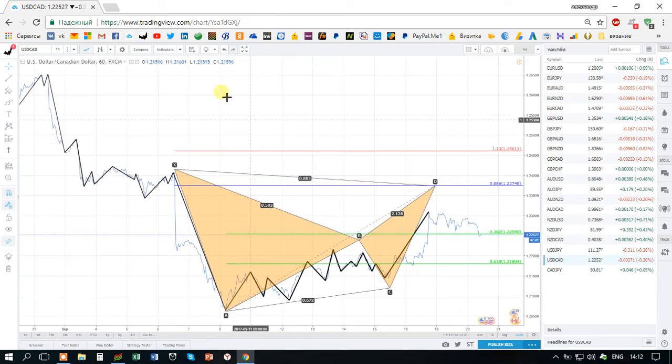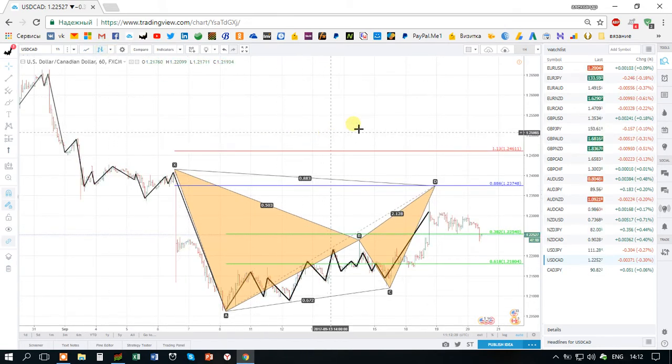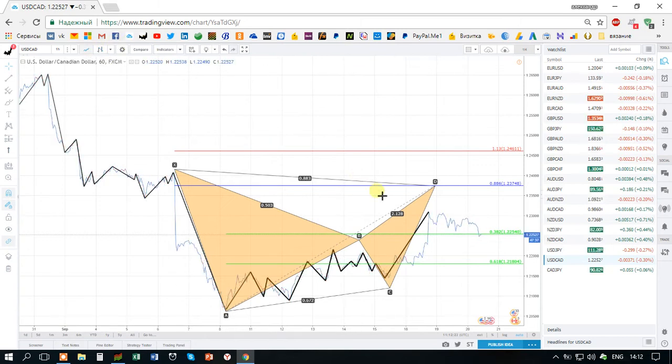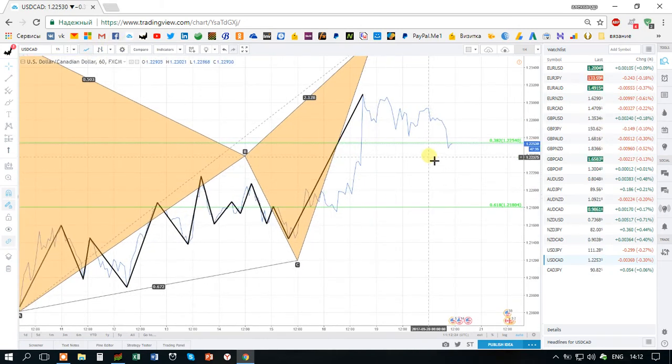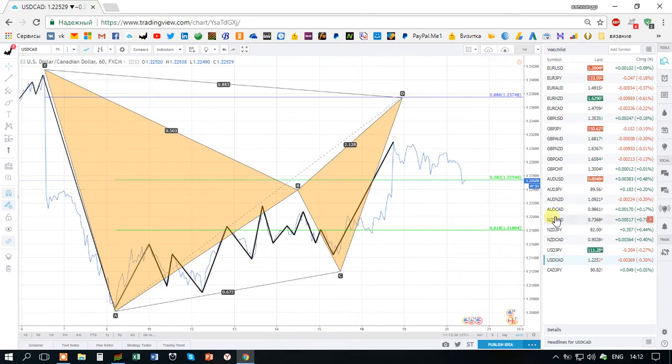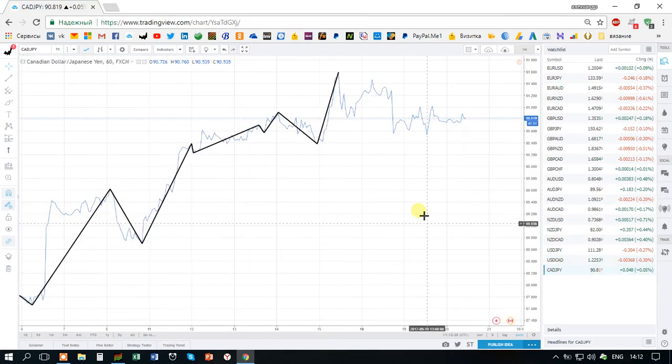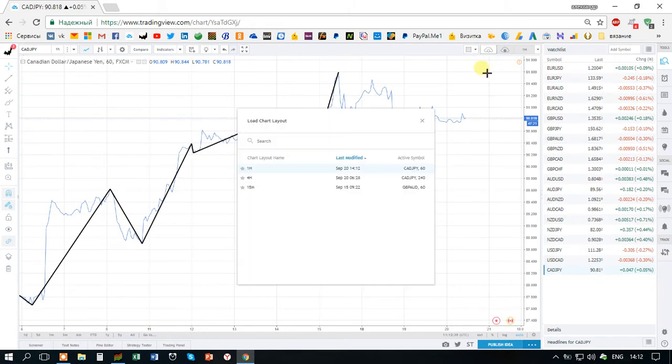Dollar Canadian 1 hour. I posted that yesterday, so you should have that on your radar as well. So if you have planned this trade, welcome to trade or plan. Nothing on Canadian Yen. So we'll move next. Pound Dollar was the only trade that I found today in the afternoon.